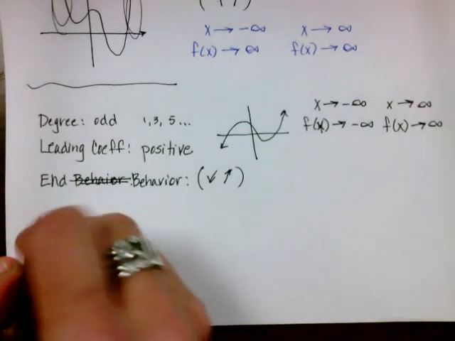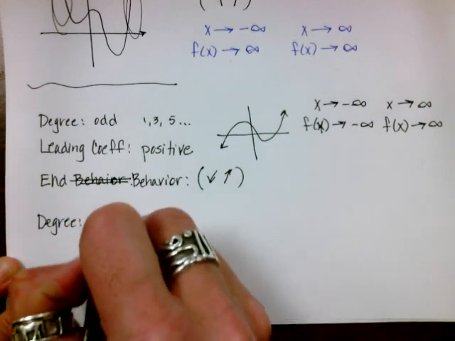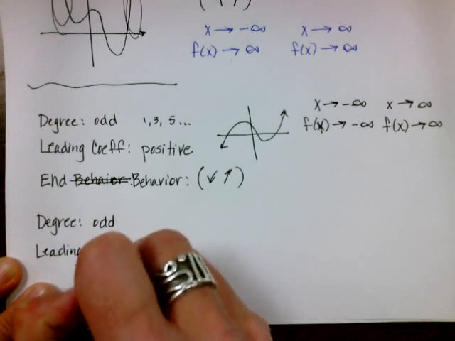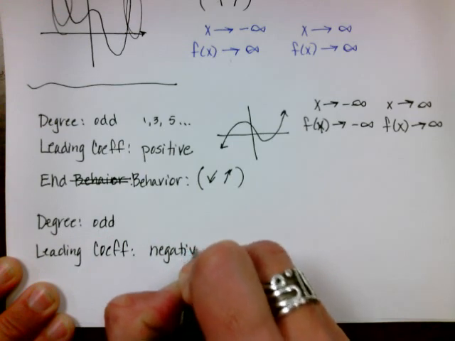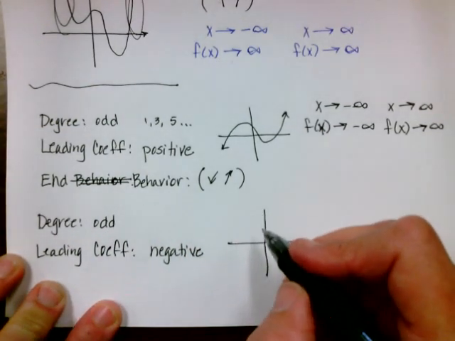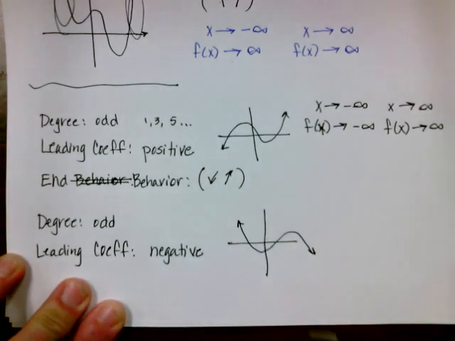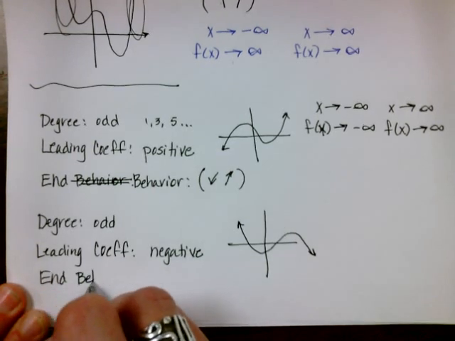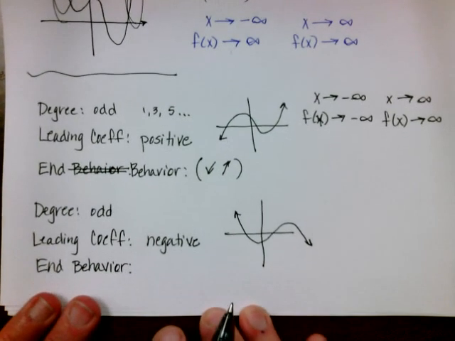All right, so now let's say my degree is still odd, but my leading coefficient now is negative. So it creates a reflection in the graph. So my graph would now do something like this. Okay, so it would go the opposite direction. So now let's talk about that graph's end behavior. And again, remember, it doesn't matter what's going on in the middle portion of the graph.